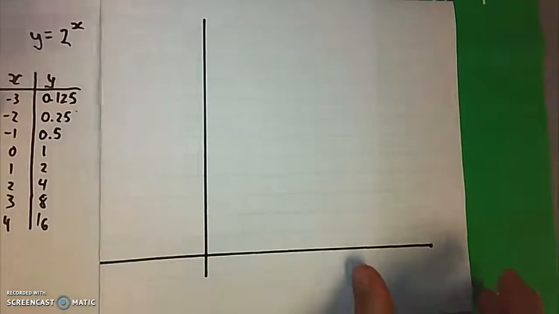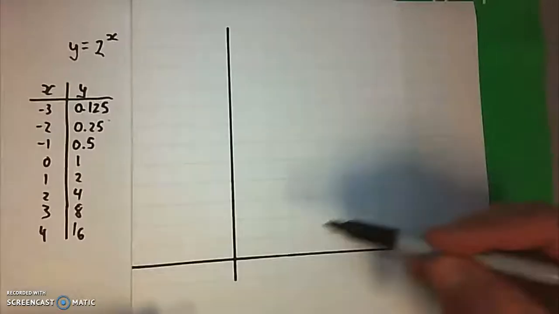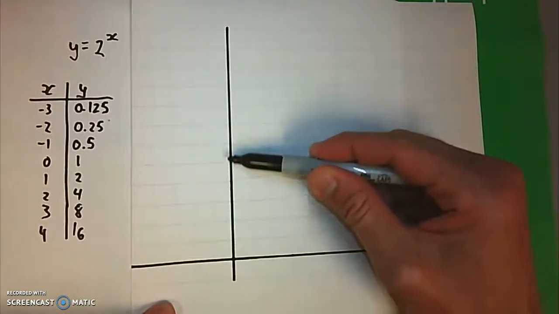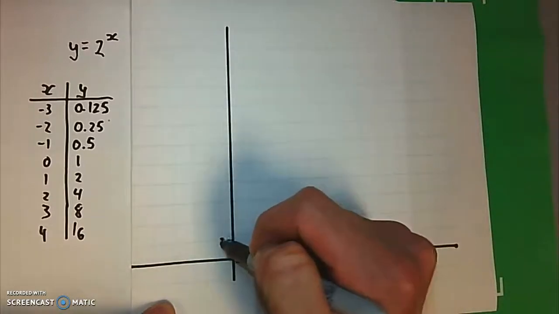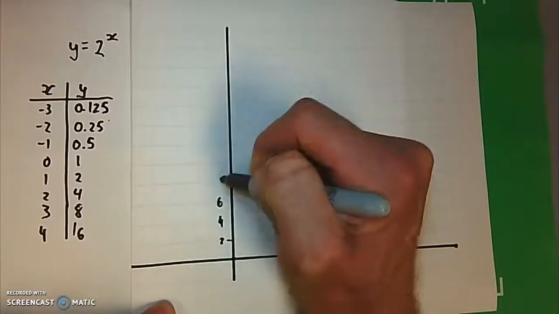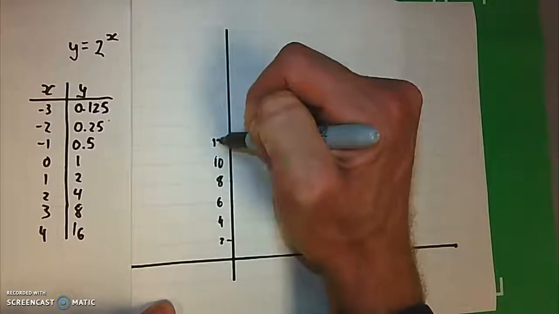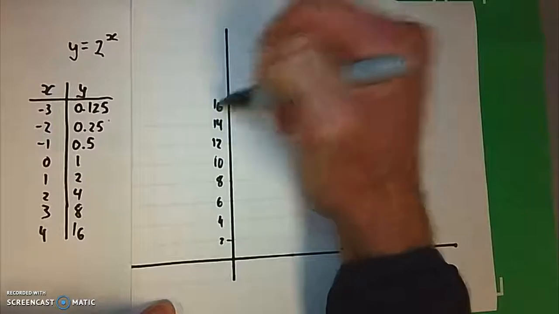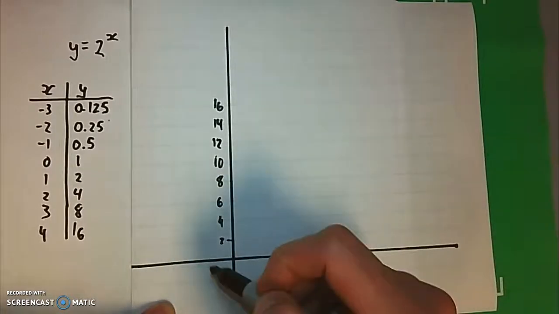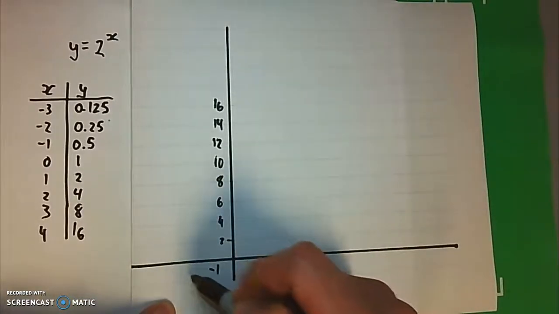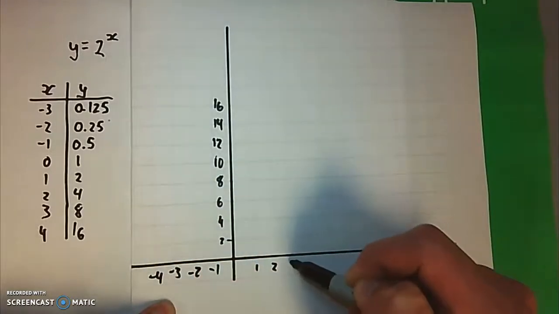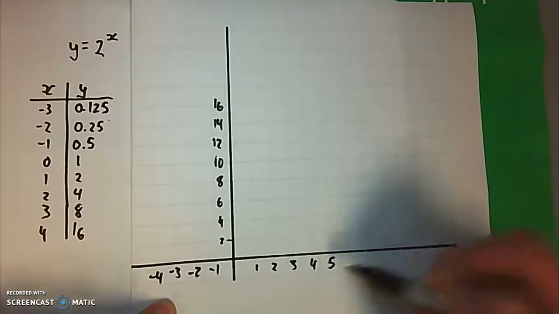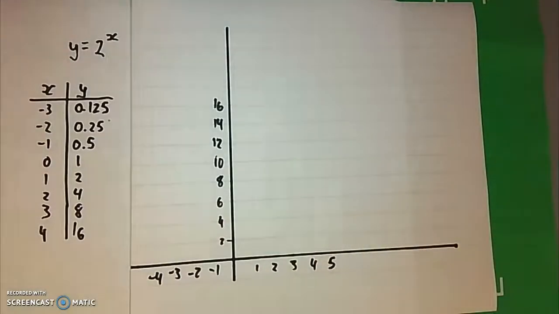Let's see how much space I have here: 2, 4, 6, 8, 10, 12, 14, 16, 18, 20, 22. So I'll do 2's for the y-axis: that'll be 2, 4, 6, 8, 10, 12, 14, and 16. And on my x-axis, I am going to go by ones: minus 2, minus 3, minus 4, and positive 1, 2, 3, 4, 5. That's enough to cover our set of points.